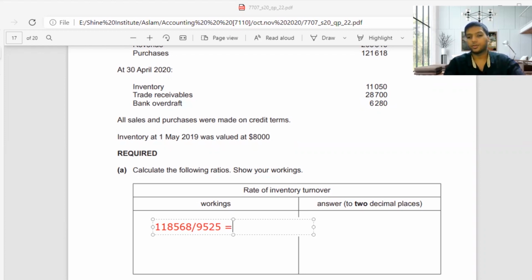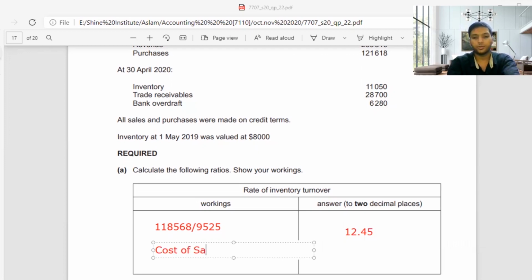12.44, but they are saying to give it at 2 decimal places, so I will give 12.45, because you will be getting an answer like 12.44, so you need to round it off to 12.45. You need to always show the formula. It's important to show the formula because you might lose a mark if you don't: cost of sales divided by average inventory. So I hope you understood the first adjustment. Then let's move on to the next part of the sum. I think we finished, yeah, 2.5 marks adjustment.